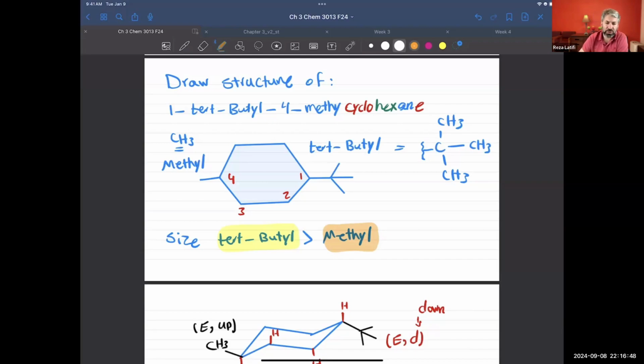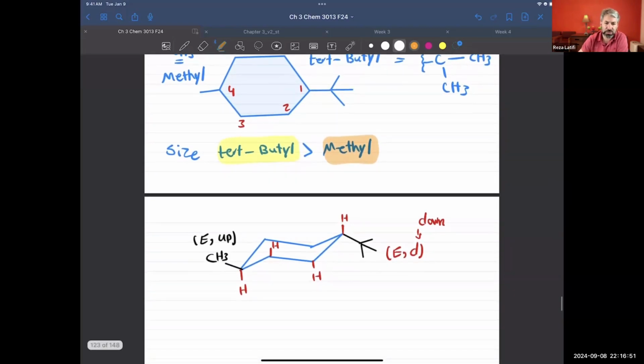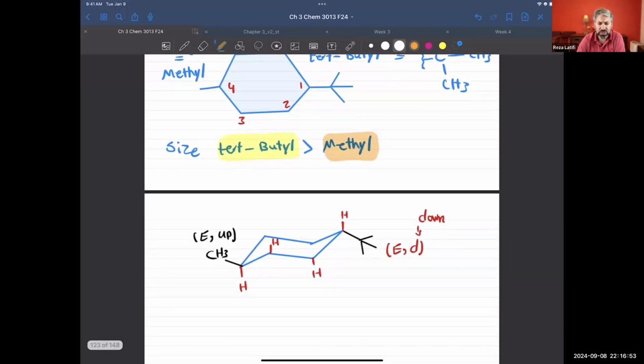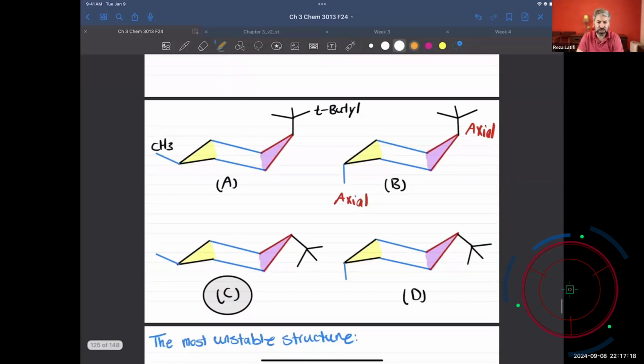But if you have the option for both of them to be equatorial, that's going to be the best condition. So this is the position of the tertiary butyl and the methyl on the cyclohexane. As you see, the tertiary butyl is pointing down, but in the equatorial position, while the methyl group is pointing up in the equatorial position. So one group is pointing down, and the second one is pointing up. And we said the correct answer in this case, C, is going to be the correct answer because both of them are in the equatorial position.